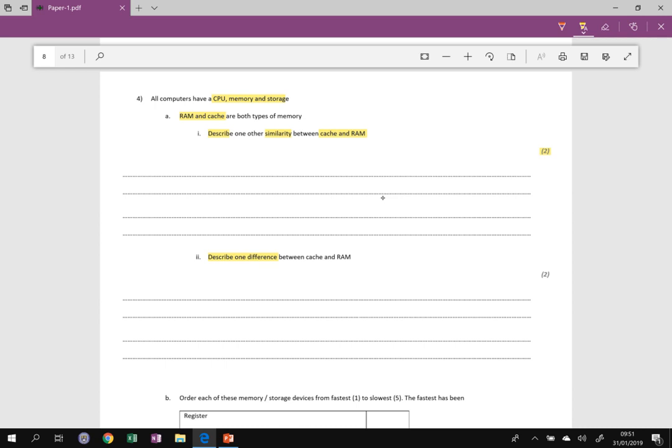Okay, so I'd recommend you have a look at the keyword activities for cache and RAM. There's a link in the description underneath this video so you can remind yourself what they are. You need to write down one thing that they've got in common and one thing that is different between the two.